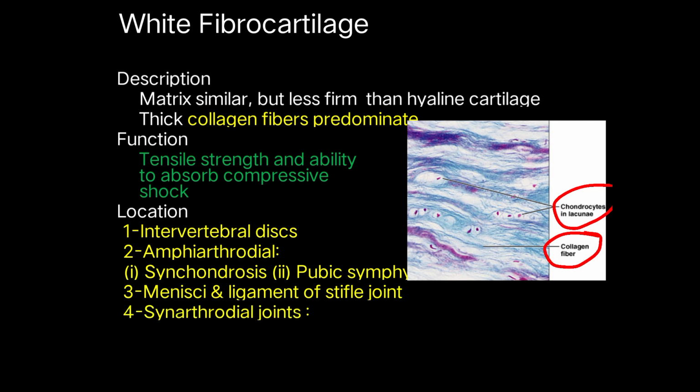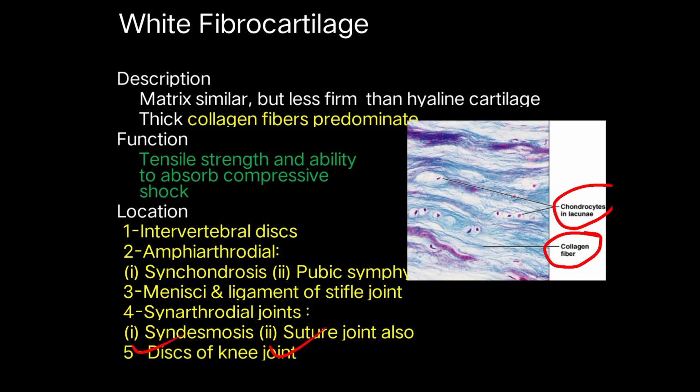After that, the synarthrodial joint, which includes syndesmosis and suture joints. Sutures are found in the head, meaning the cranial bones, and syndesmosis is found in between the vomer and in the occipital region. Those are also white fibrocartilaginous structures. Now the disc of the knee joint also has white fibrocartilage.